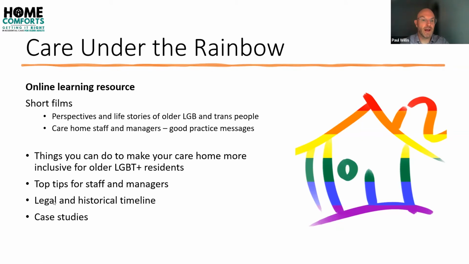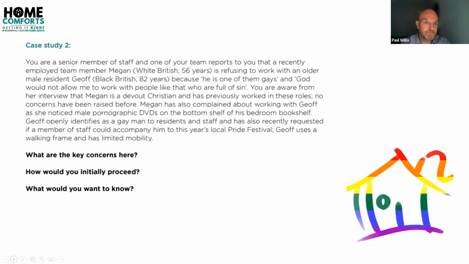We also produced some guidance called Things You Can Do to Make Your Care Home More Inclusive for older LGBT plus residents. A shorter top tips for staff and managers in terms of creating more inclusive environments. A legal and historical timeline showing some of the important legislative changes that have led to improvements around equal treatment and equal rights for LGBT and trans people in the UK. And a series of case studies. And I think I've got an example of a case study here. Yes, here's an example of one of the 5 case studies that we've produced as part of Care Under the Rainbow.